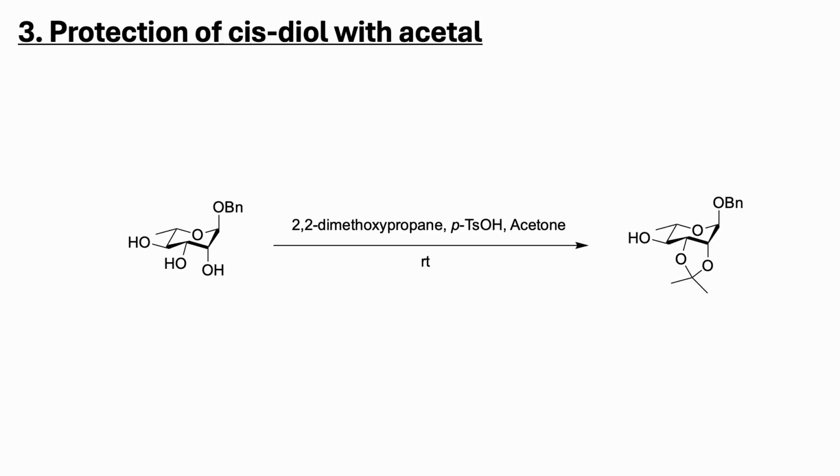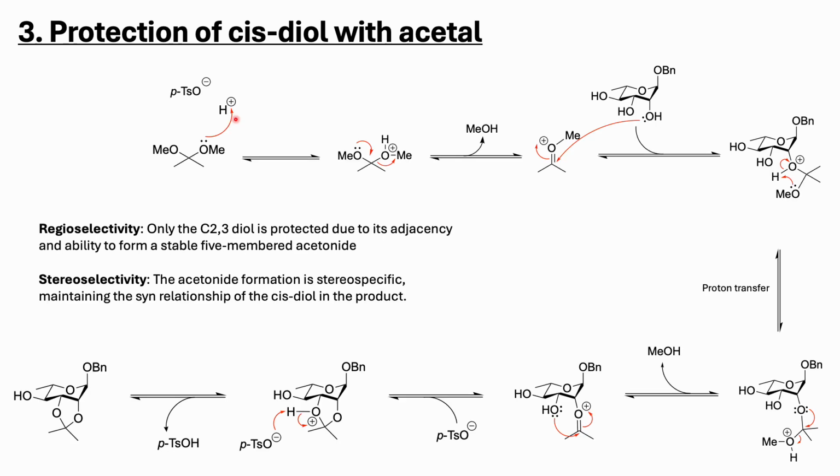So the last reaction is a protection of a cis-diol using an acetonide group that's provided by DMP. PTSOH is our acid catalyst, and we use acetone as our solvent. So first, DMP gets protonated as one of the methoxy groups' oxygen will donate its lone pair of electrons to the H+ that's provided by our acid catalyst. It then undergoes elimination where the other methoxy oxygen will form a carbonyl bond, allowing the methanol group to be released.